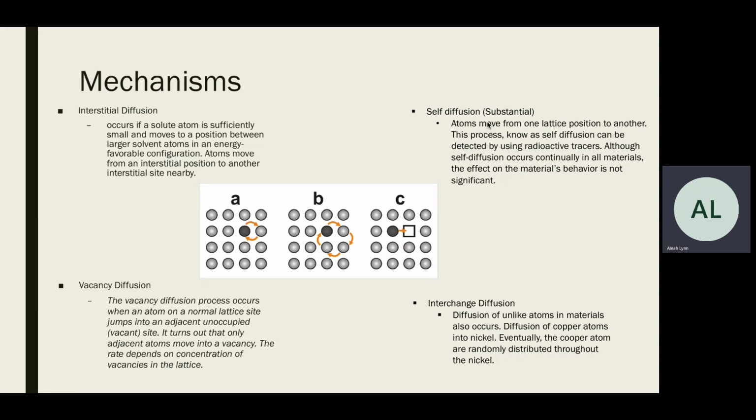The next one I will be discussing is self-diffusion. Atoms move from one lattice position to another. This process is known as self-diffusion and can be detected by using radioactive tracers. Although self-diffusion occurs continually in all materials, the effect on material behavior is not significant. So this would be example B.